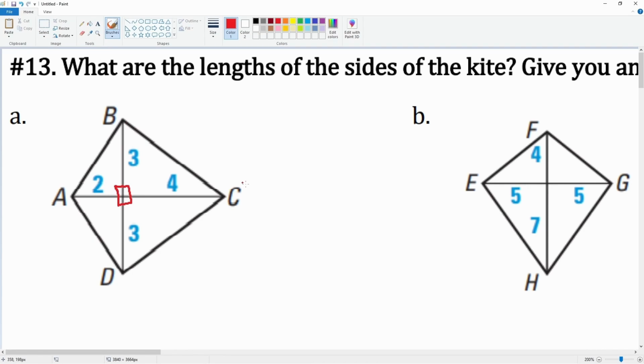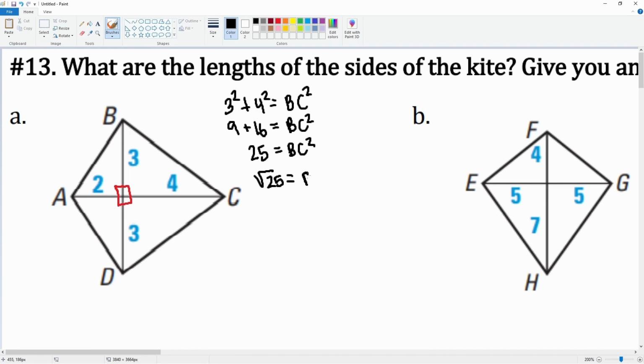Okay, from there we can get the third side by just simply using Pythagorean theorem. So we can write here 3 squared plus 4 squared is going to be equal to line BC squared. 3 squared is 9, 4 squared is 16, is equal to BC squared. 9 plus 16 is 25, is equal to BC squared. We square root both sides, so the square root of 25 is equal to line BC. This is 5 is equal to BC. We know that this is 5.